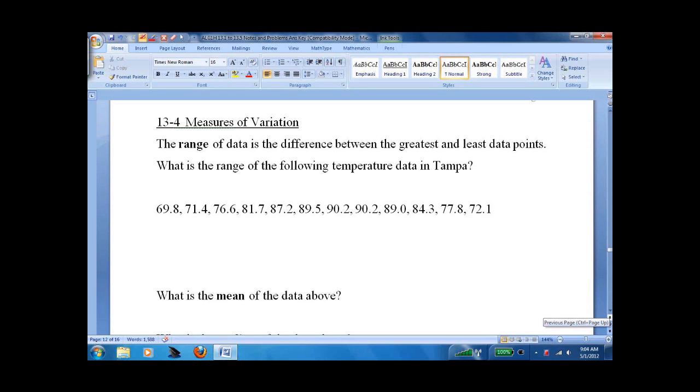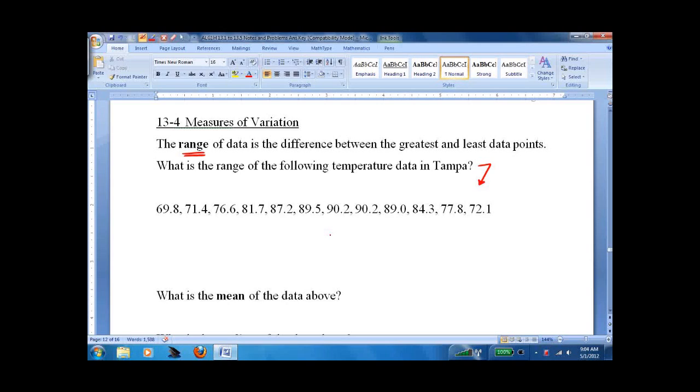Lesson 13.4, Measures of Variation. Going to continue our work with data, and we'll bring in a bunch of new terms and actually start playing with more data sets. So, range of data, its greatest and least data points. What's the range of data here of all these monthly temperature data from Tampa, Florida?